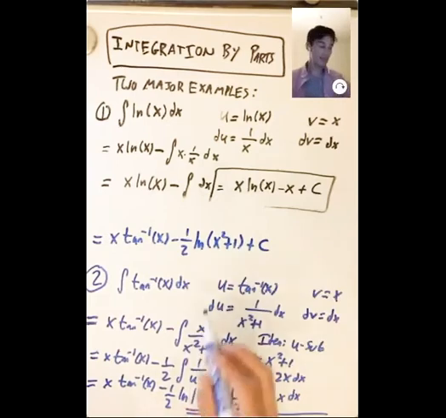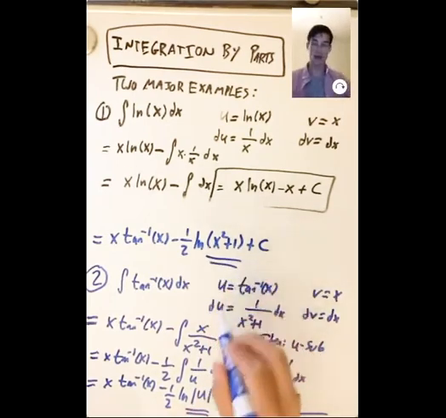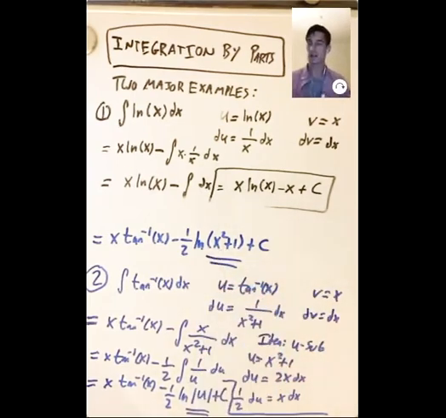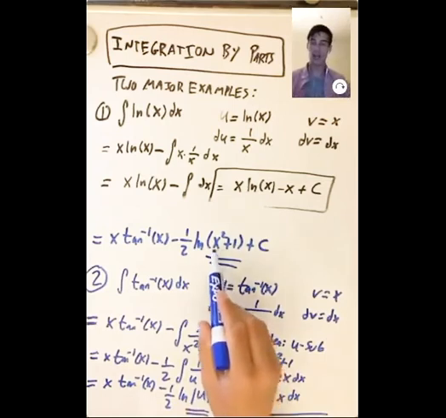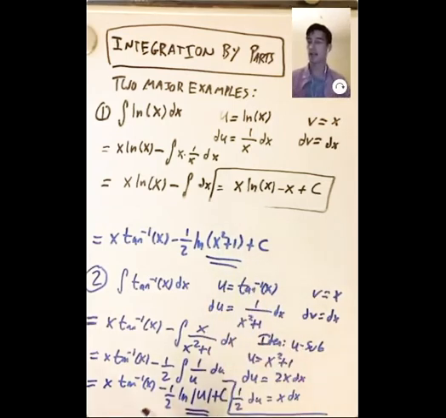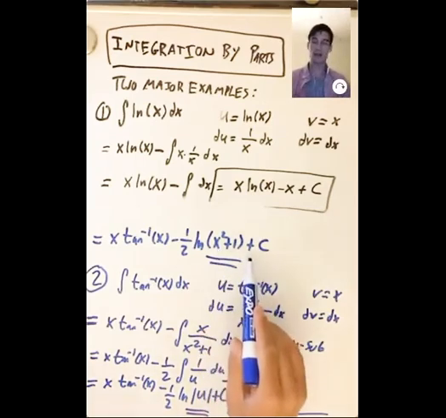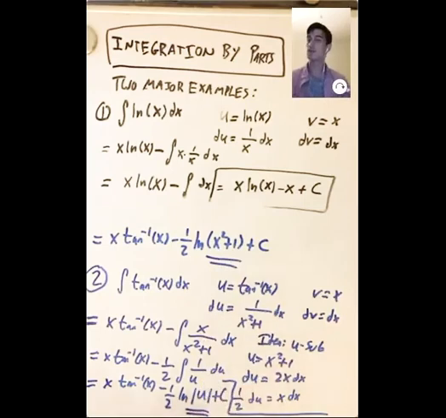There's one thing here. Notice I wrote natural log of x squared plus 1 instead of natural log of the absolute value of x squared plus 1. Why is that okay? Because the function x squared plus 1 is always positive. The absolute value doesn't change anything. So if you put an absolute value here, that's totally fine. I'm just saying that you don't have to.